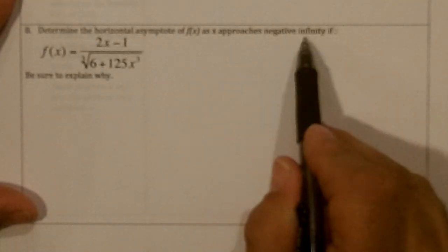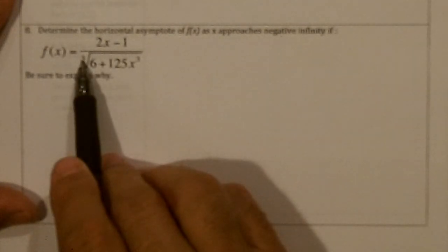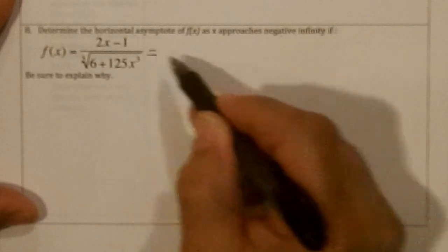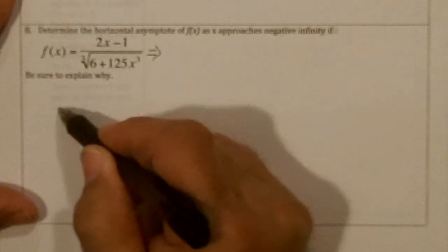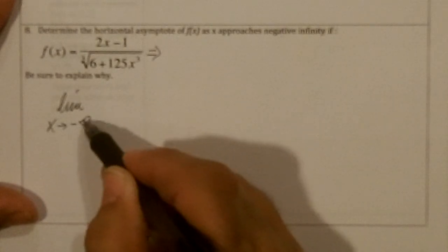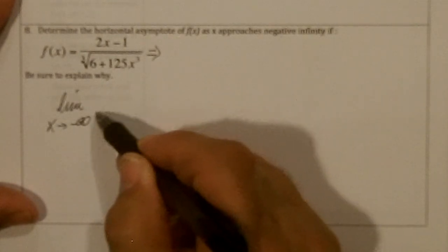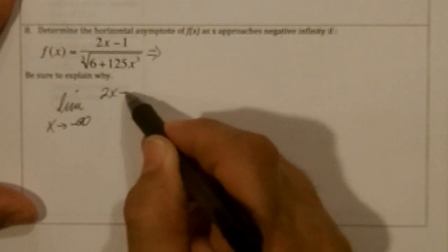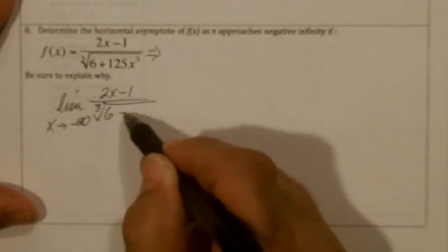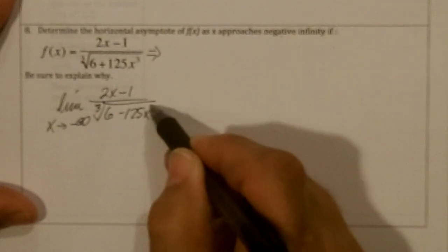All right, this one. What happens as we approach -infinity? Well, cube roots, we can do -infinity. Let's talk about this one here. So we want to see what the limit as x approaches negative infinity of 2x minus 1 over the cube root of 6 minus 125 x to the third is.